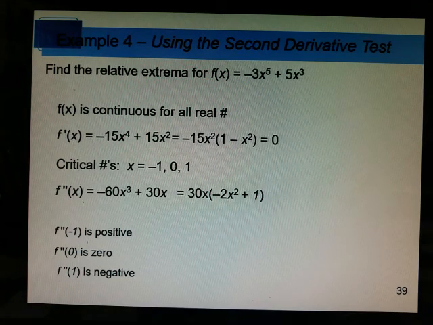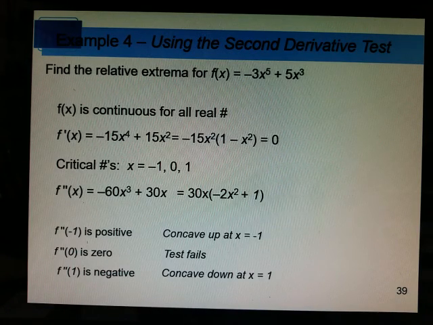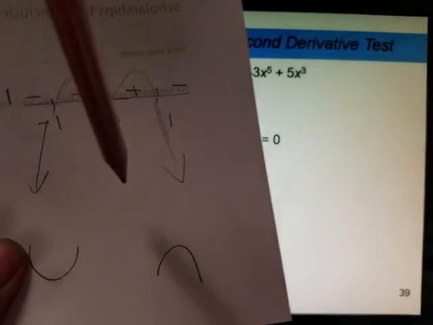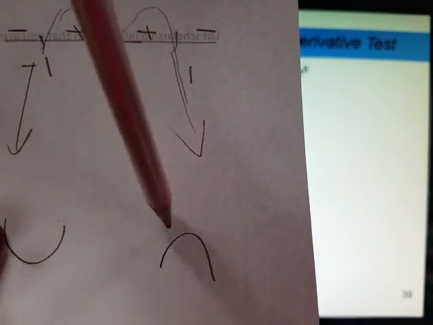The second derivative at 0 was 0. So there's not going to be a max or a min at 0. The second derivative at positive 1 was negative. So again, at positive 1, since the second derivative was negative, that means that part of the graph is concave down. And since 1 was a critical value, that would make a maximum happening there.